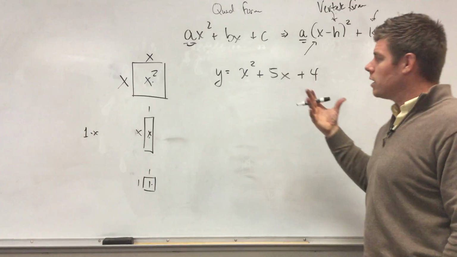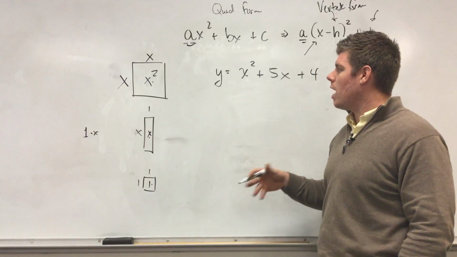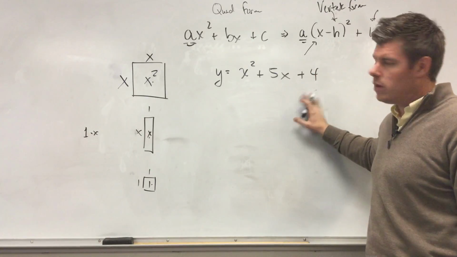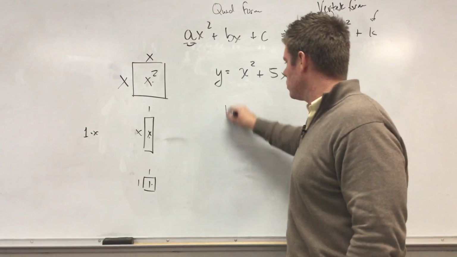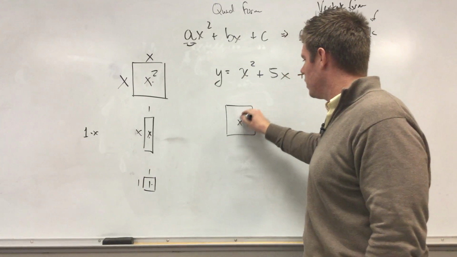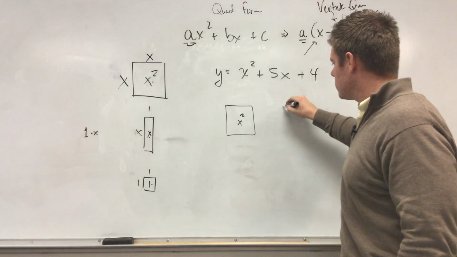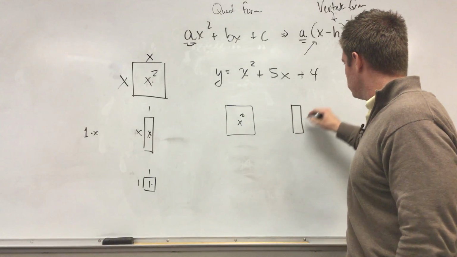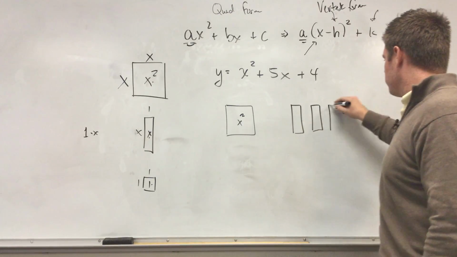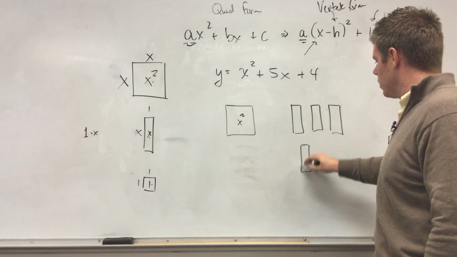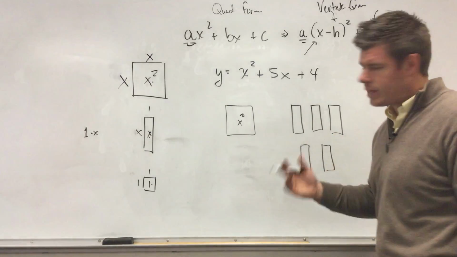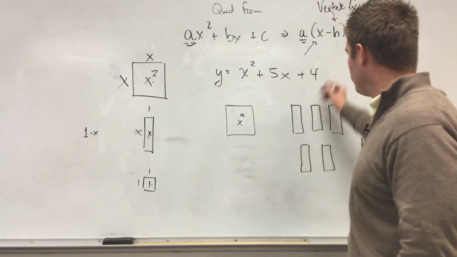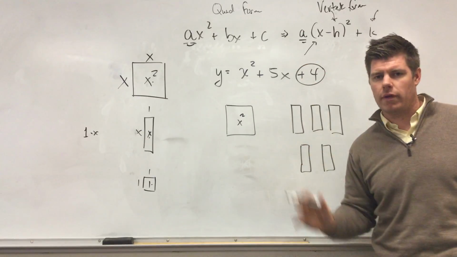So first things first, whenever you have these, you really just want to draw out what you have. I have an x squared tile, so I'm going to draw out my x squared. So there it is. Then I have 5 x's, so I'm going to draw them out. 1, 2, 3, 4, 5. And this is just a quick sketch, no need to be perfect. But this plus 4, I'm never going to draw that out.